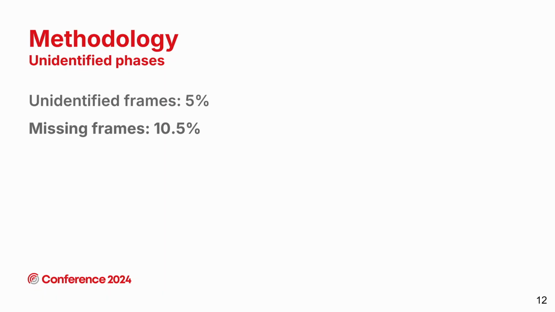As we mentioned before, not all events have a phase assigned. That might be because the events didn't get classified by our rules, and we define these as unidentified frames, and these represent 5% of total events, or because events didn't have an associated freeze frame, and we define these as missing frames, and they represent 10.5%.